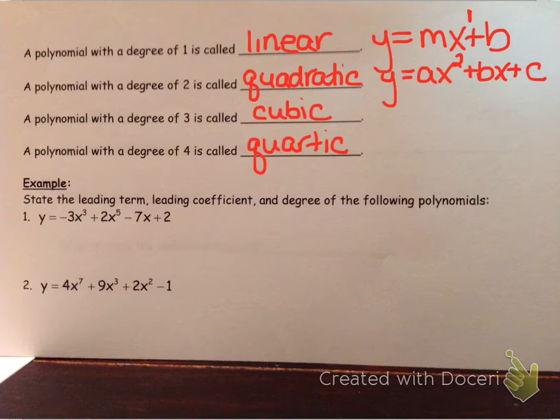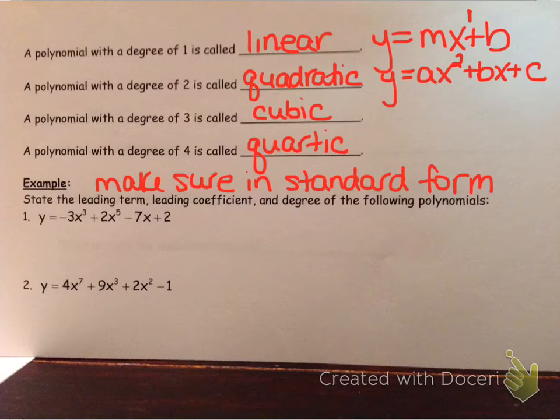So the first thing I want you to do is pause for just a second, and look at these two polynomials. I want you to make sure they're in standard form, and then figure out what the leading term, the leading coefficient, and the degree are going to be, because that's one of the first and most important things.